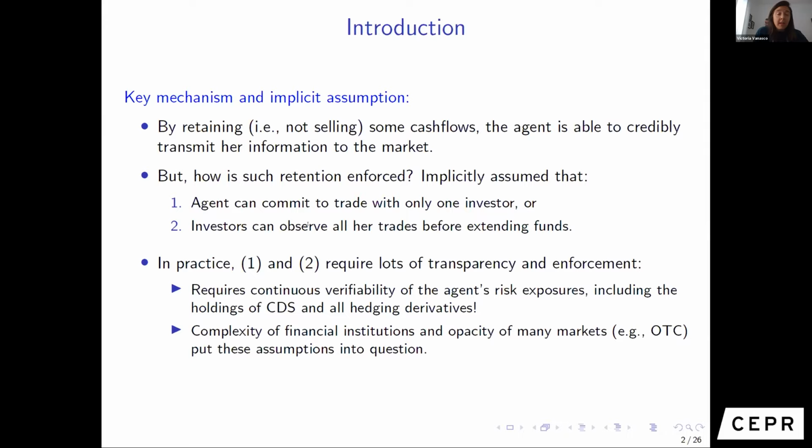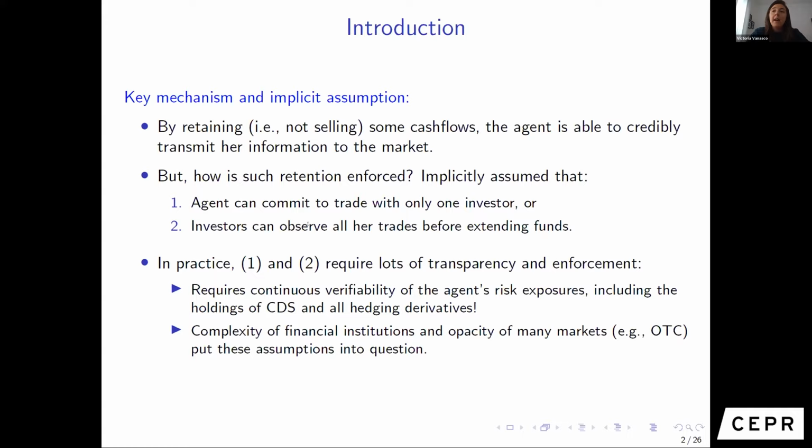In practice though, both commitment or observation of retentions require a lot of transparency and enforcement. What I want you to think is that if I am selling a fraction of an asset and I'm keeping the remaining fraction on my balance sheet, if you're the buyer, you not only have to monitor that I keep that asset on my balance sheet, you should also monitor that I don't take other positions like CDS or derivatives that help me hedge that position, over time until this asset matures, for example.